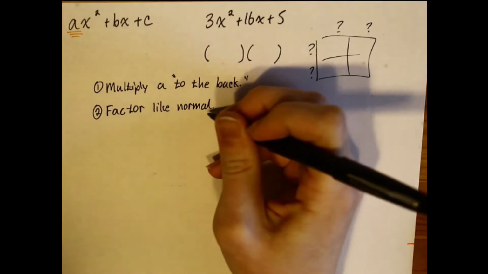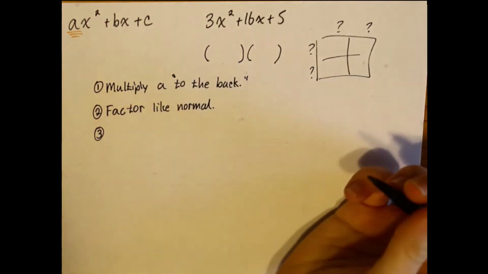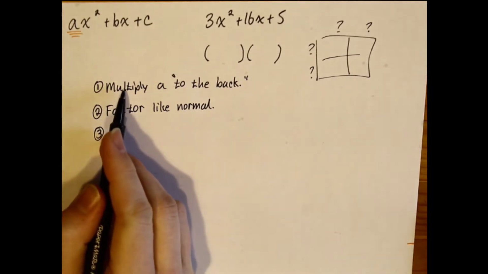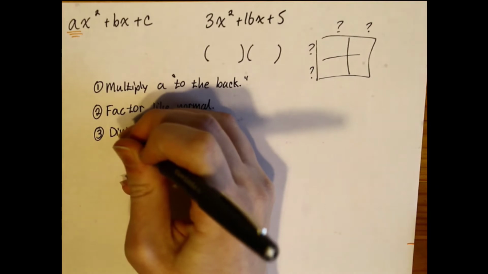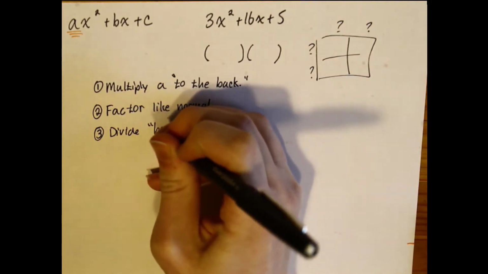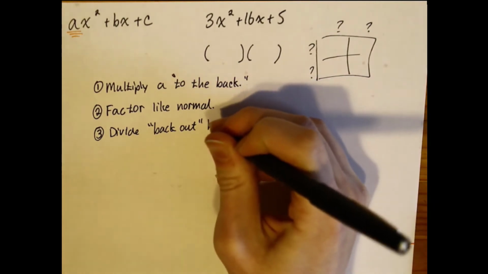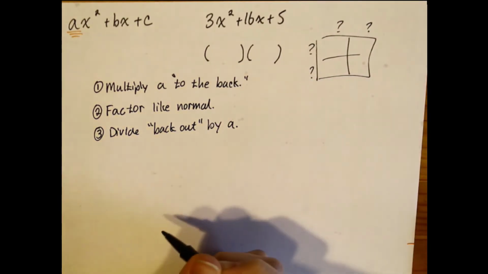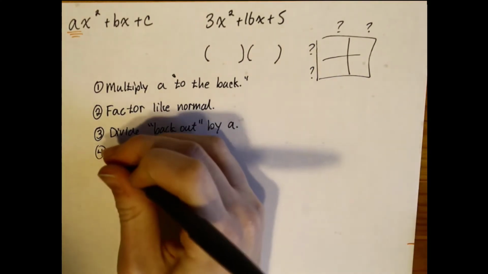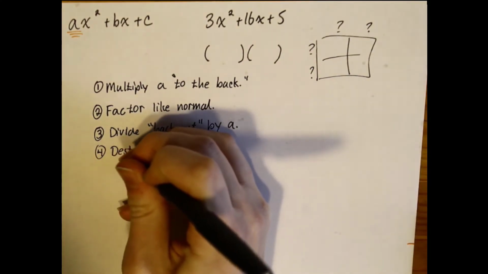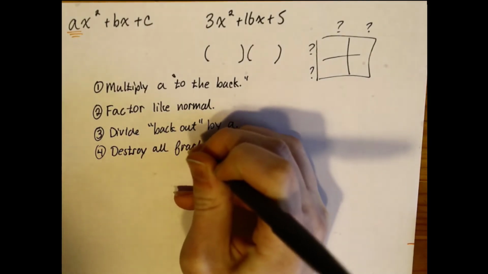We're going to have an answer when we're done, but it's going to feel like we're done, but we won't be. So step 3, we have some more stuff we need to do. We now need to undo the damage that we did in part 1. We need to divide back out by a. And then step 4, if we have fractions in our answer, we need to get rid of them. So we need to destroy all fractions. How? We'll see how.